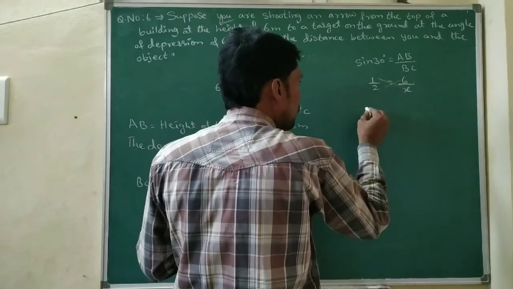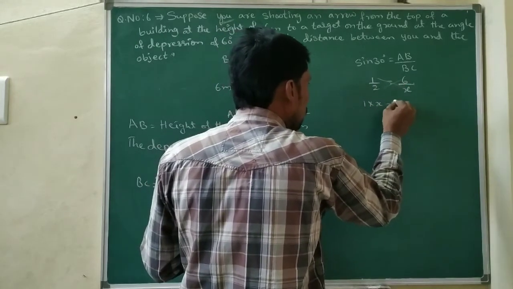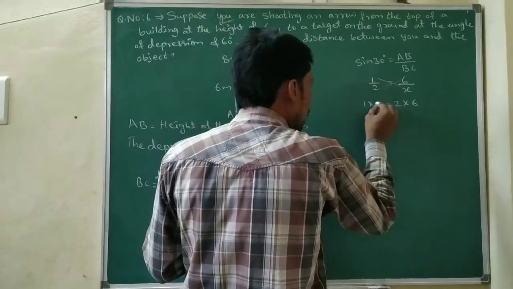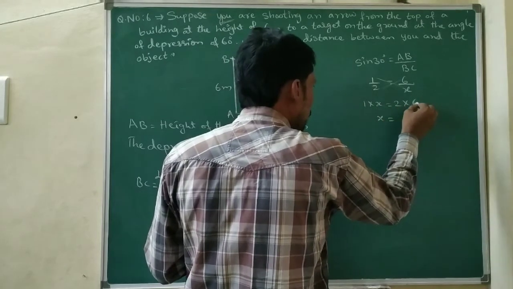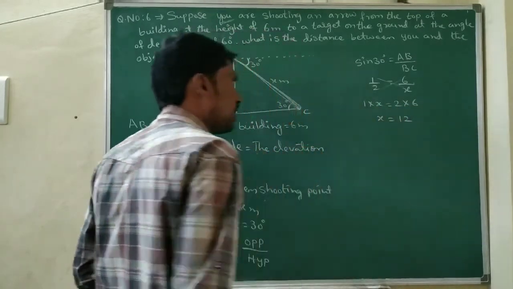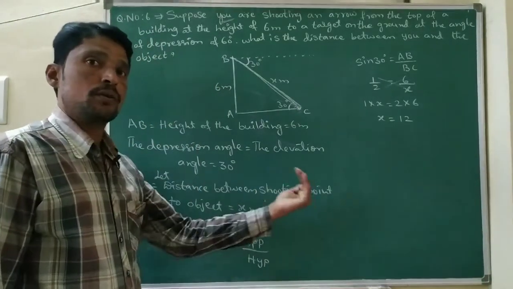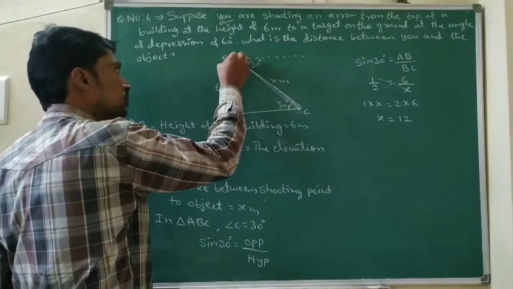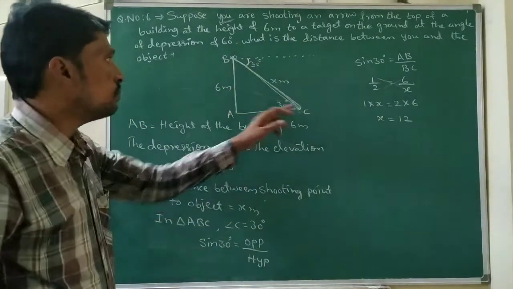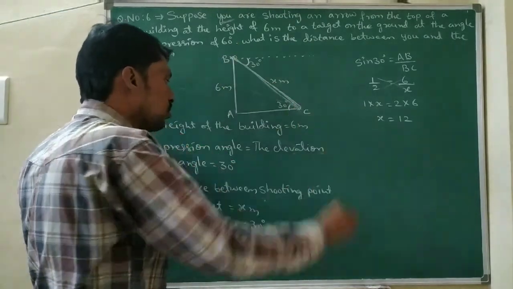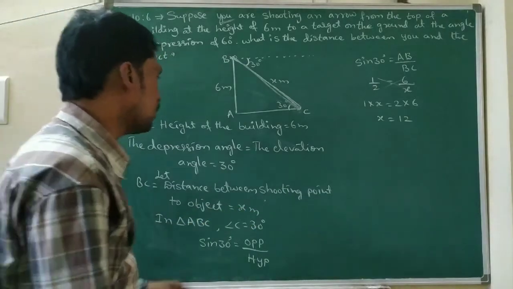Now you can take the cross multiplication. 1 into x equals 2 into 6, 12. So x value we got it. What is x here? The distance between the shooting point, the top of the building, to the object, means BC. So the value we got is 12 meters.